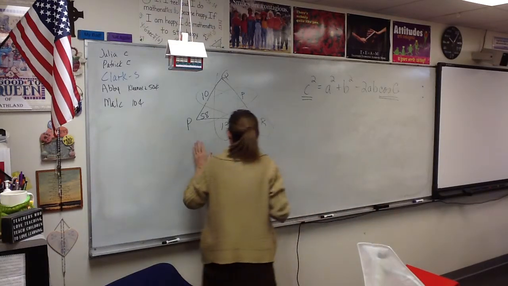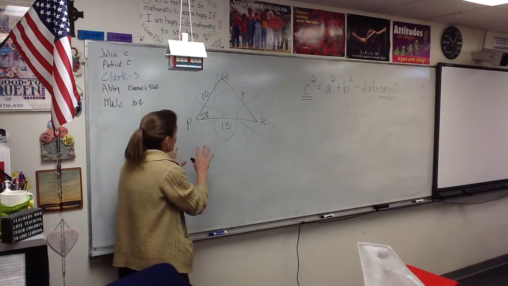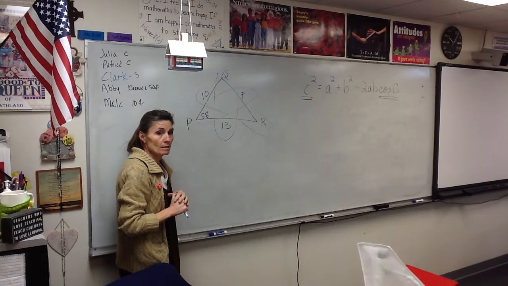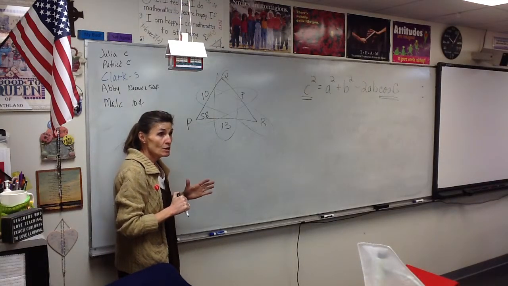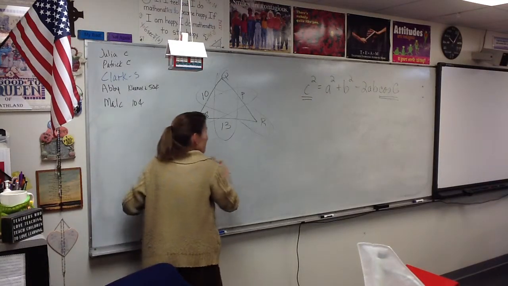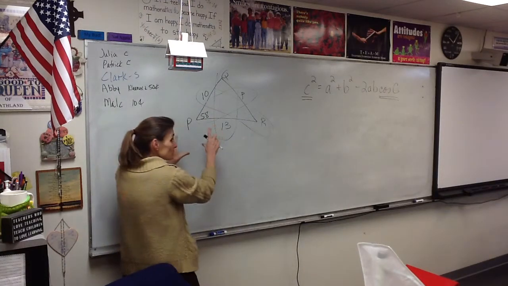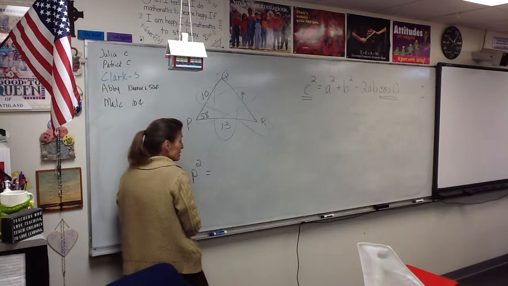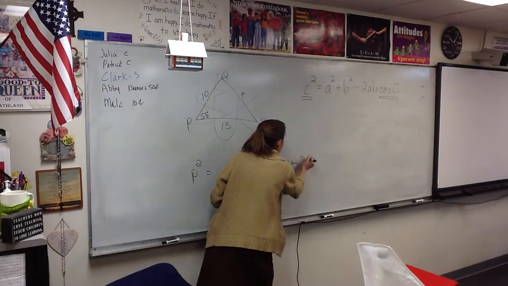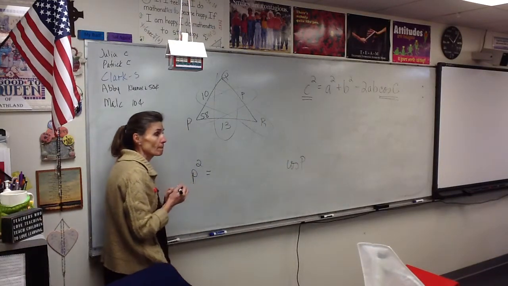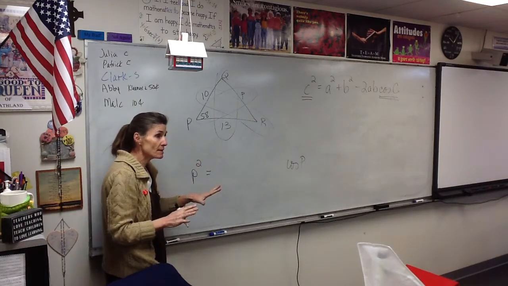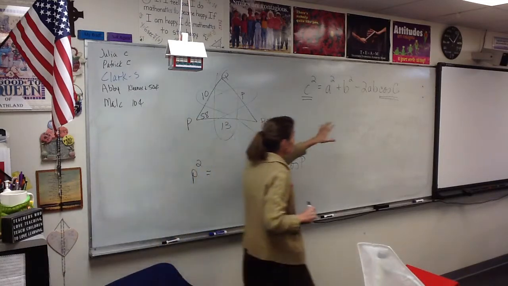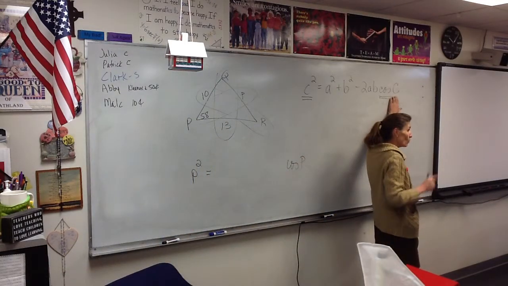So when I look at my problem, what's the only angle I have? 58. Well, I have P, right? So that tells me when I set up my law of cosines for this problem, it's going to be P squared, because in my problem, I'm going to have cosine P. Now, why am I going to have cosine P? Because that's the only angle that I have. And the law of cosines says you've got to have one angle.